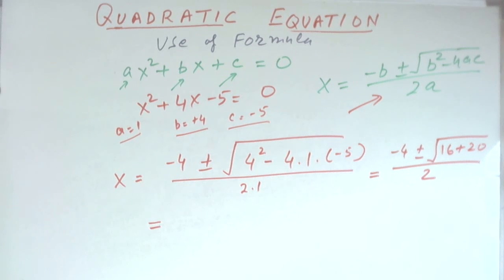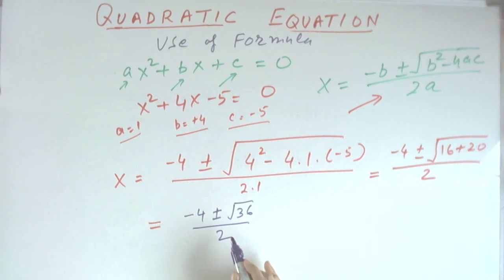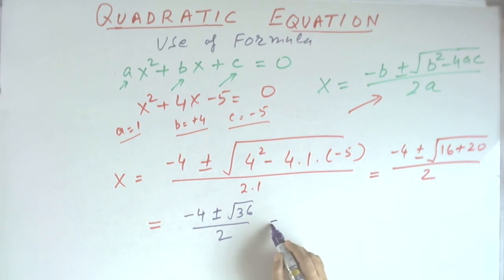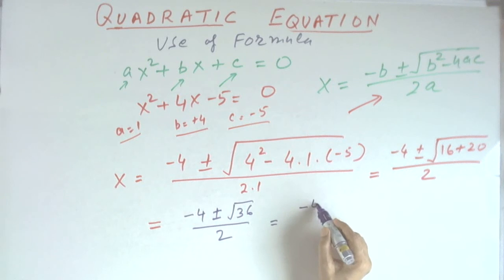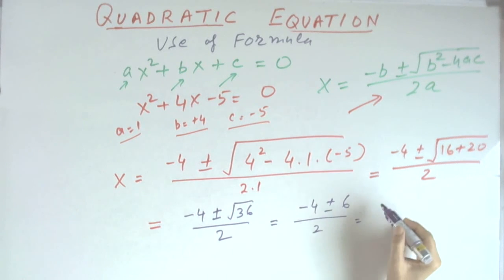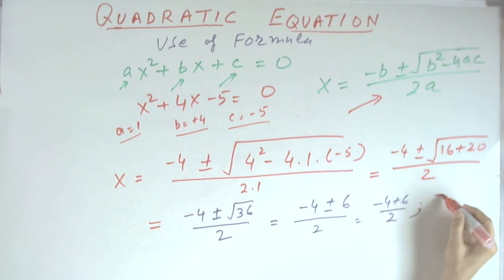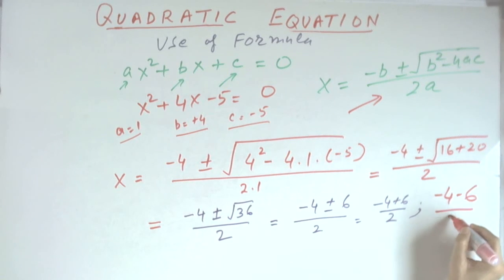I'm just changing the color of the pen so that it distinguishes. So this will become minus 4 plus minus the square root of 36 over 2, and the square root of 36 is 6, so minus 4 plus minus 6 over 2. If we take the plus value, minus 4 plus 6 over 2, this will be one root, and the second root will be minus 4 minus 6 over 2.